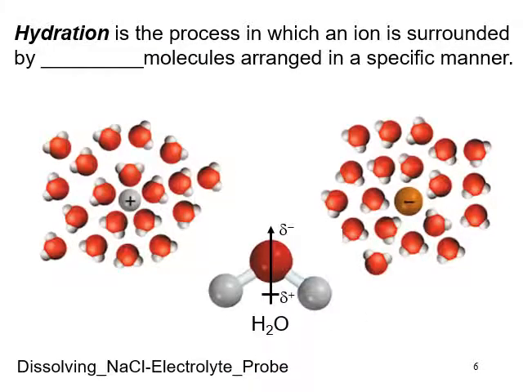Hydration is the surrounding of each of these ions by water. So water surrounds ions based upon its polarity. So here's a positive ion. There's a negative portion to water, and those negative portions are pointing themselves toward the positive. And over here, the positive are pointing towards the negative. That's hydration, where water molecules are arranged in a specific manner around a solute.